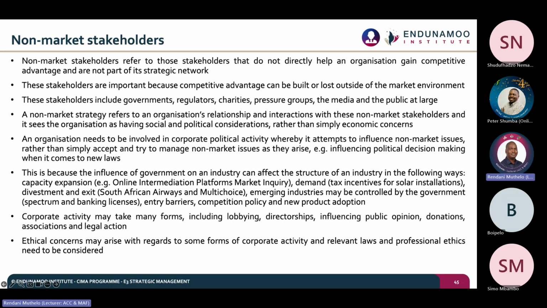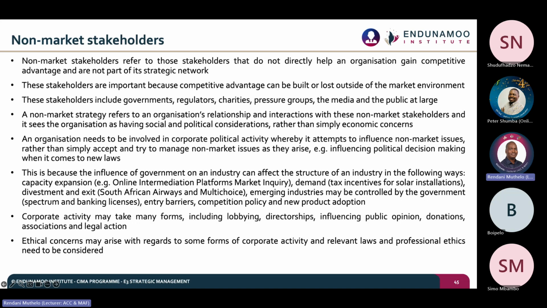But we have seen also the delays with spectrum. We have seen the delays with these IPPs. We have seen the delays with the digital migration in TV broadcasting. So a number of things can be delayed. And we've heard about what? About some allegations against the likes of MultiChoice and how they were delaying some of those tactics because of the impact that it will have.